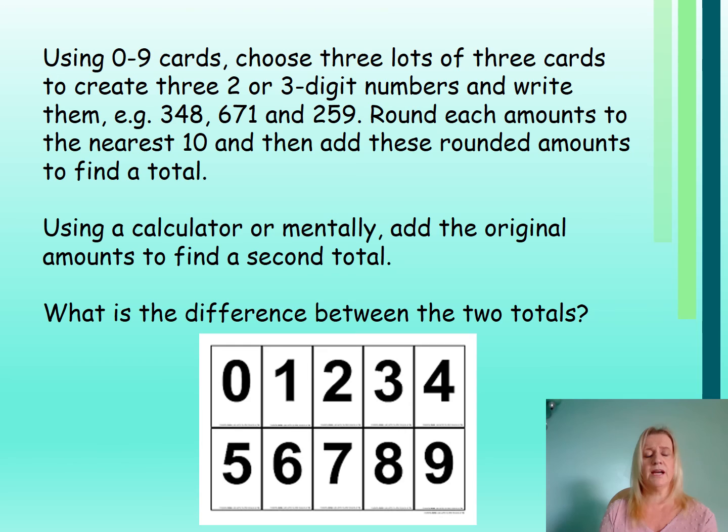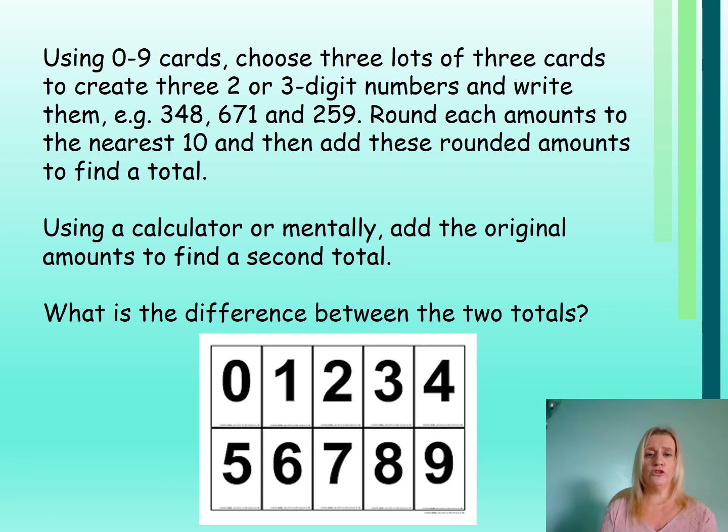In my second set of numbers, I might pick a 6, a 7 and a 1 to make the number 671. And then I might have a 2, a 5 and a 9 to give me 259. I take each one of these numbers and I round them to the nearest 10. 348 would get rounded to 350. 671 would get rounded to 670, and 259 would get rounded to 260. I would write these rounded amounts down and I would try to add them to find a total.